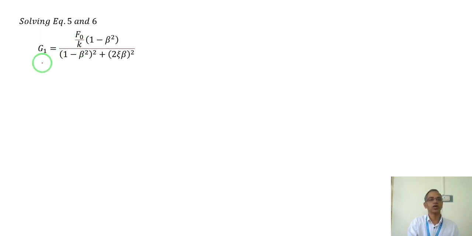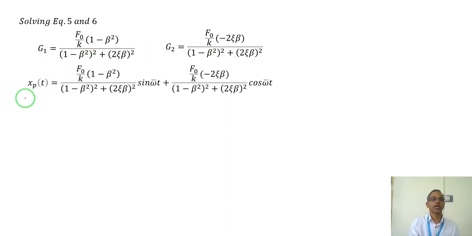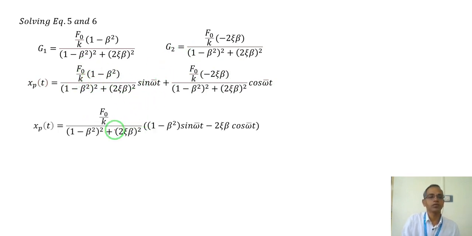So now by solving that, I get G1 and then I get G2. Then plugging these G1 and G2 into the response x p of t, I get G1 sin omega bar t plus G2 cos omega bar t. Since I have some common terms, taking them common, we get f naught by k, which is nothing but x st, divided by 1 minus beta square whole square plus 2 xi beta whole square, and this.